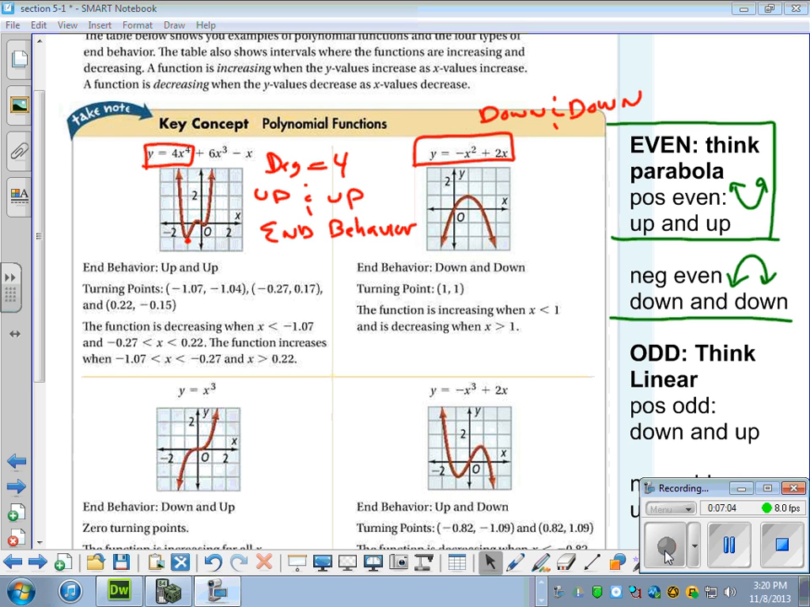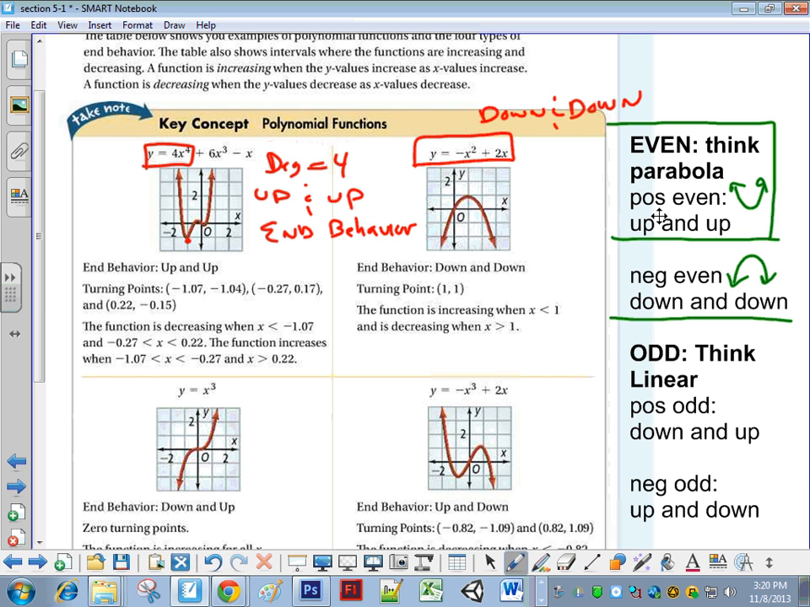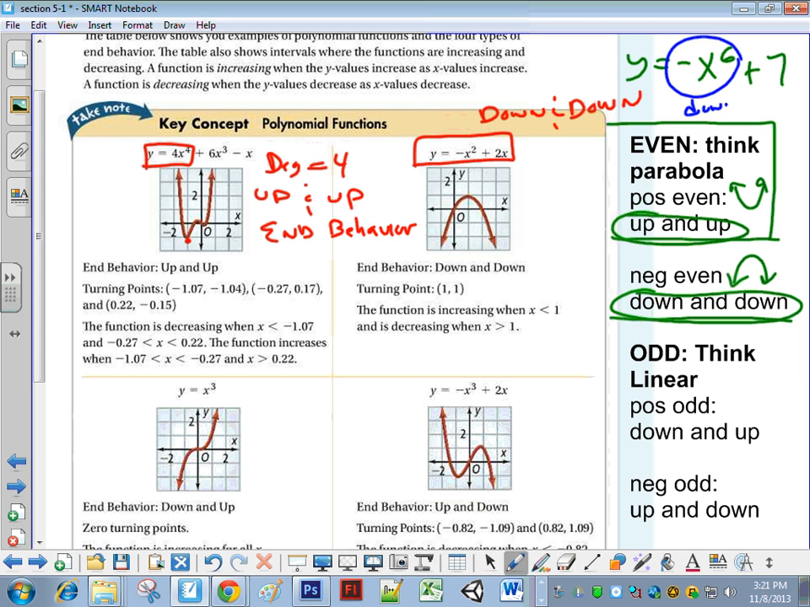And we're back. Okay, we were talking about what we set up with. We have the even behavior. The even has either up and up if it's positive, and down and down if it's negative. So if I had y equals negative x to the 6th power plus 7, the only thing I'm worrying about is the leading number, which is right here. I know that's negative, so regardless of the turning points on this, it's negative even, so it's going to be down and down.